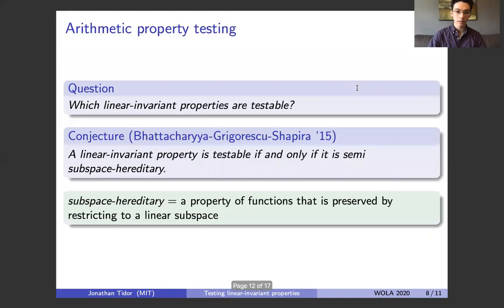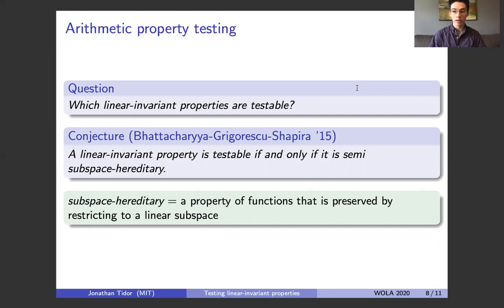So now let's move on to the main conjecture in arithmetic property testing, stated by Bhattacharya, Grigorescu, and Shapira in around 2010. They conjecture that a linear invariant property is testable if and only if it is semi-subspace hereditary. So here, subspace hereditary means what you think it means. A subspace hereditary property is a property of functions that is preserved by restricting the function to a linear subspace.